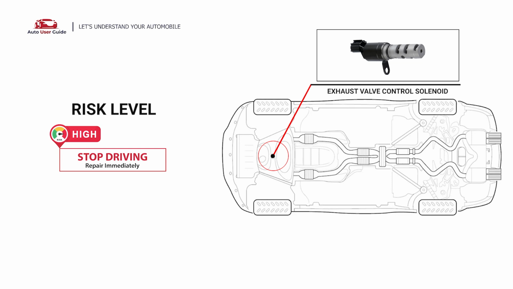This engine code indicates that the ECM has detected that the solenoid responsible for controlling the variable valve lift for the exhaust valves on bank 1 is either not responding quickly enough or is not functioning correctly. Under this circumstance, stop driving and repair your vehicle immediately.